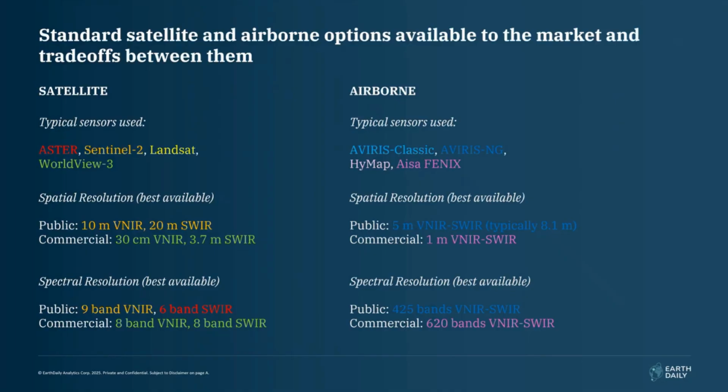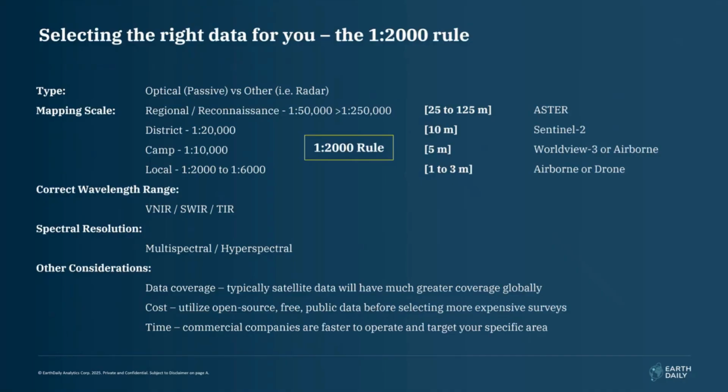How do we then take that? It's important to put into perspective what you're trying to do. So we could be looking at a real regional scale, and something like the ASTER data at the top there is going to be a reasonable resolution at 30 meters, because we use this rule roughly called the 1 to 2000 rule.